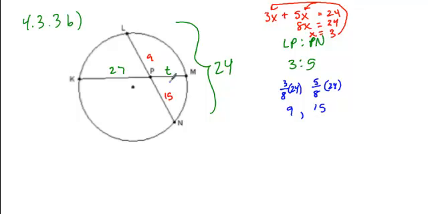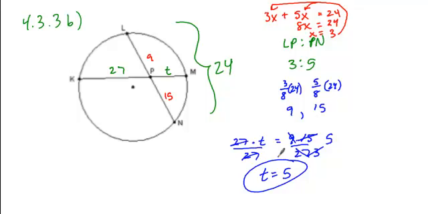Okay, and now you can use the relationship that when chords intersect, the products of the segments cut off by that intersection are equal. So we know that 27 times T is going to equal 9 times 15. I can go ahead and divide by 27, and I get T is equal to 9 goes into 27 3 times, 3 goes into 15 5 times, so I get my answer, T is equal to 5.